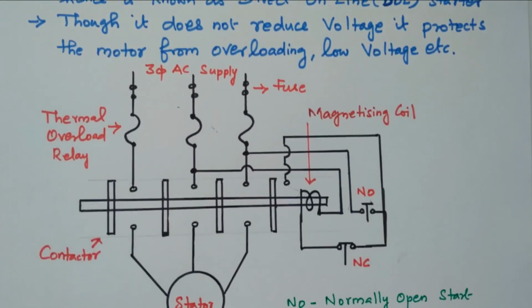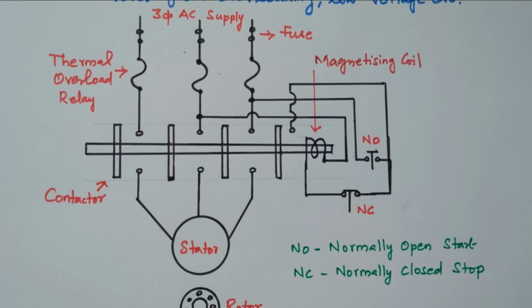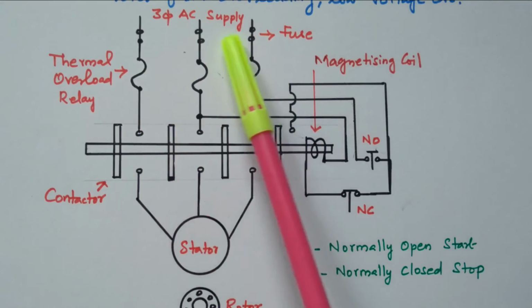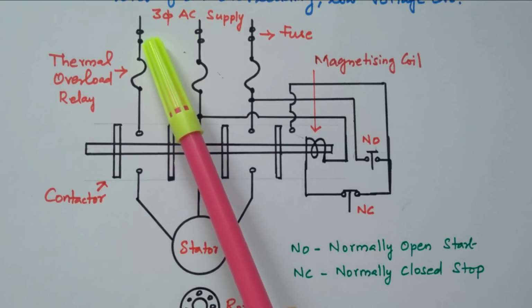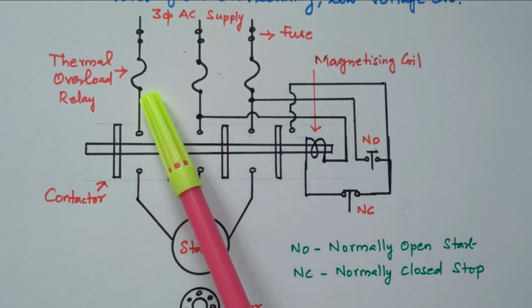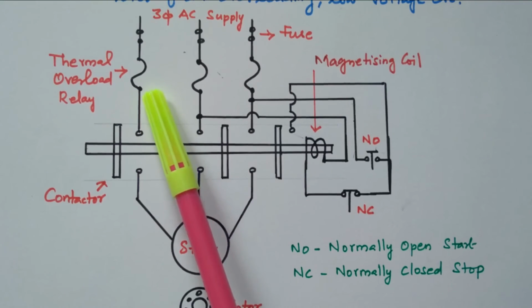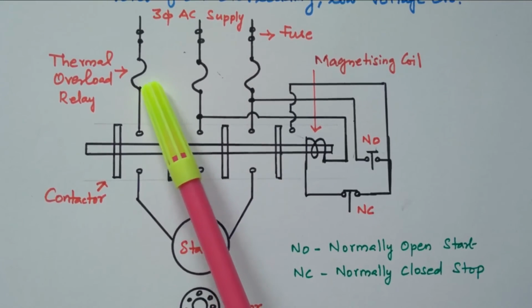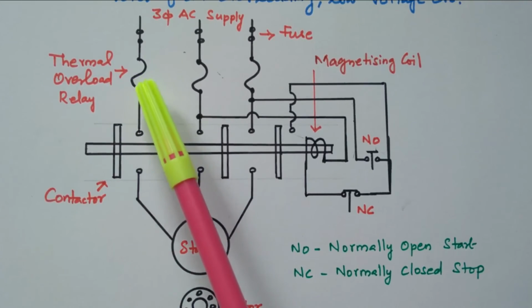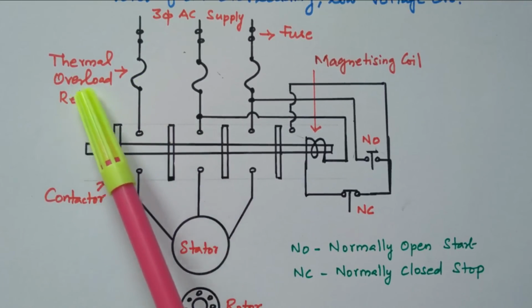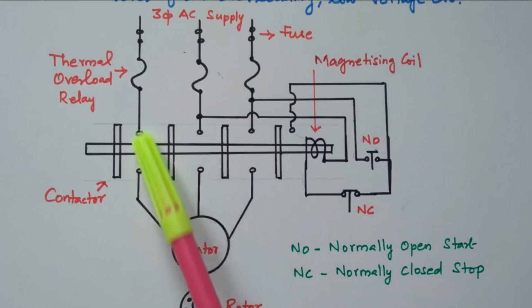By referring to the diagram, the stator winding is available, and the slip ring is there. There is a 3-phase AC supply available. This is a fuse, for protection purposes. Then a thermal overload relay is available. During overload or overcurrent, more current will be drawn. At that time this thermal overload relay will cut off. In order to protect against overloading, we are using the thermal overload relay. So it is available.